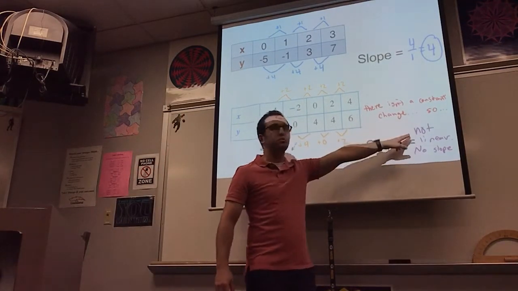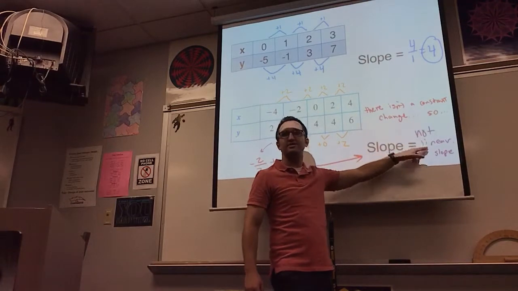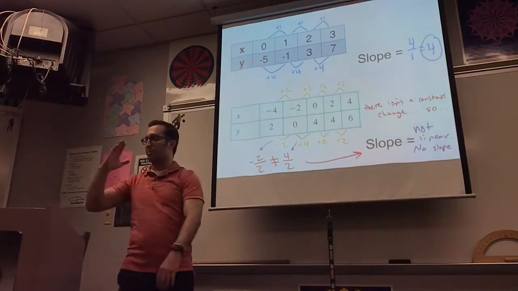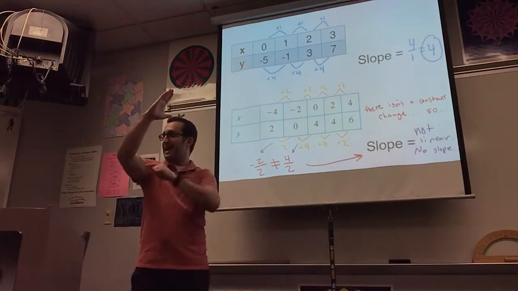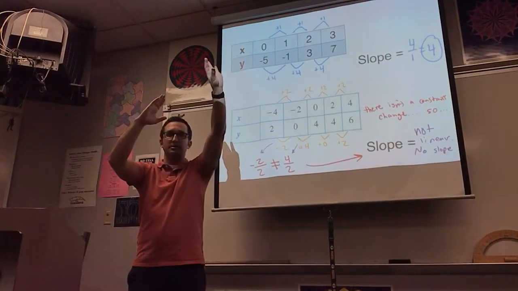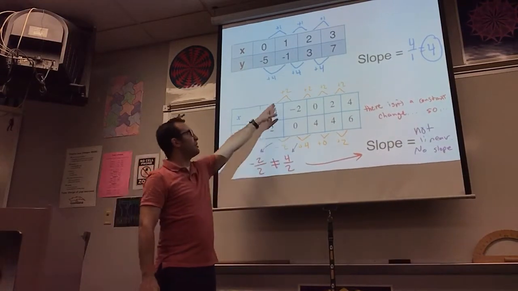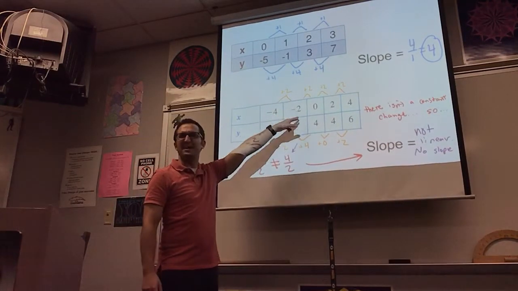So what do we call this? This one is not linear. Everybody say not linear. It's not linear because there isn't a constant slope. Remember, to have a line, it has to have a constant slope. If it doesn't have a constant slope, then it's not linear. It's like saying, how can one slope be negative and one slope be positive, right?